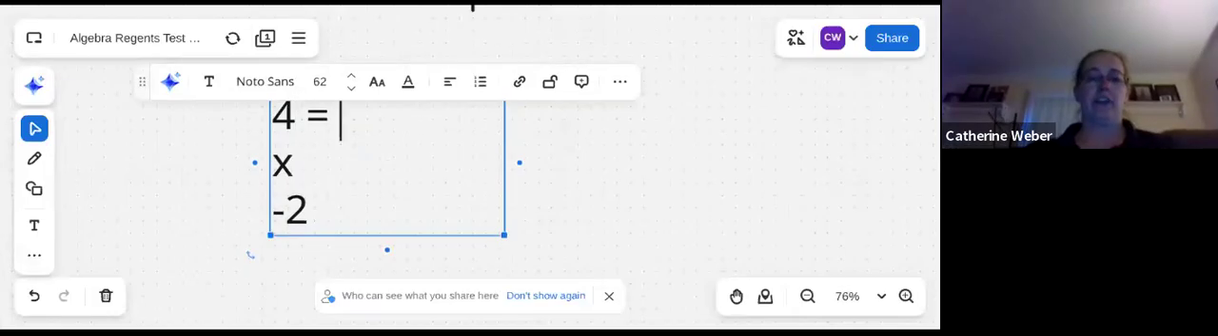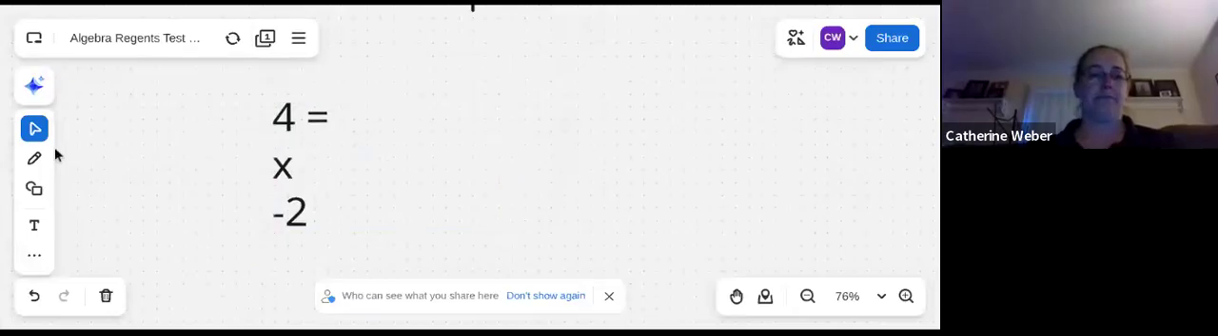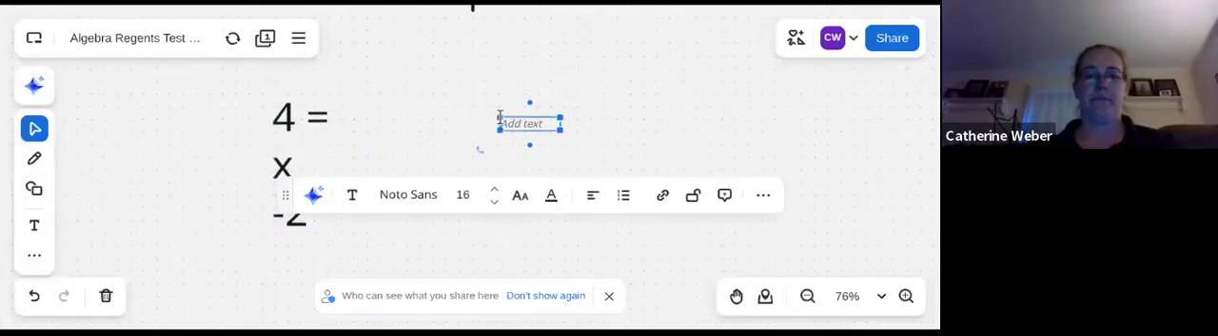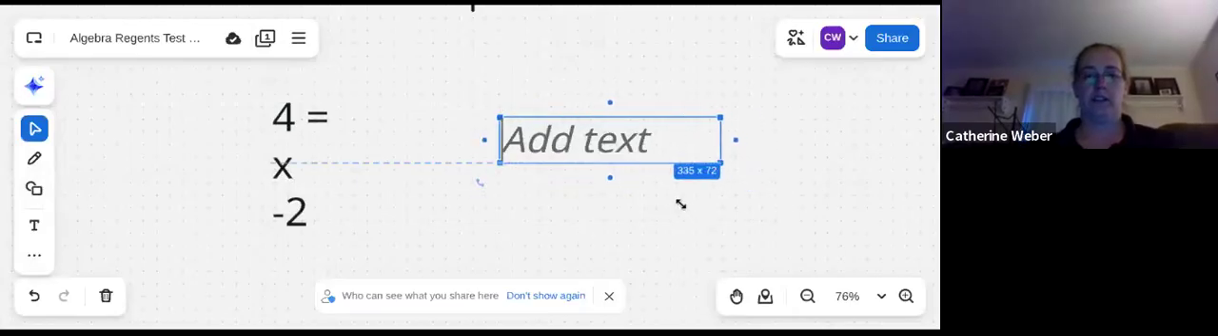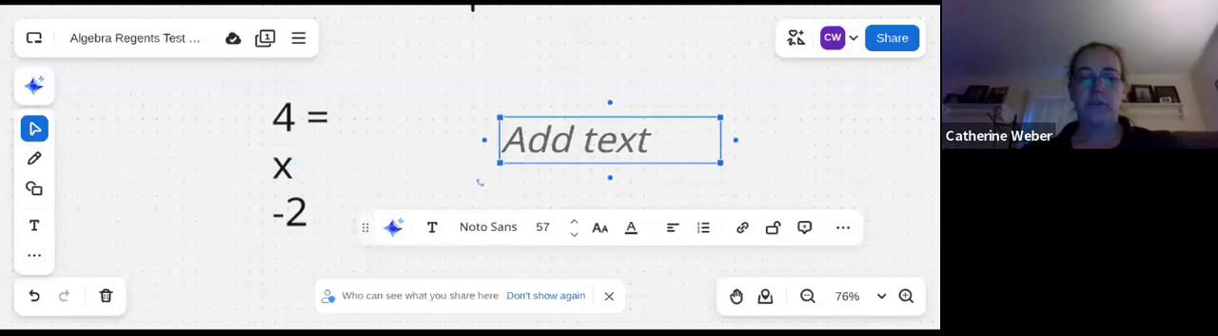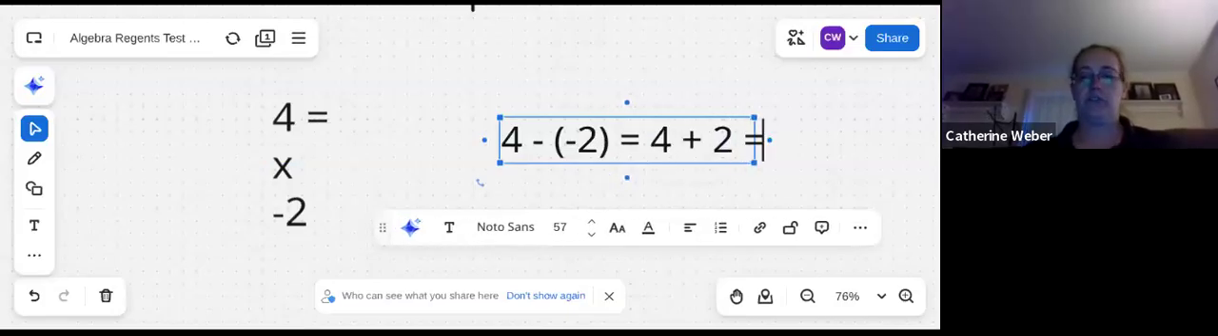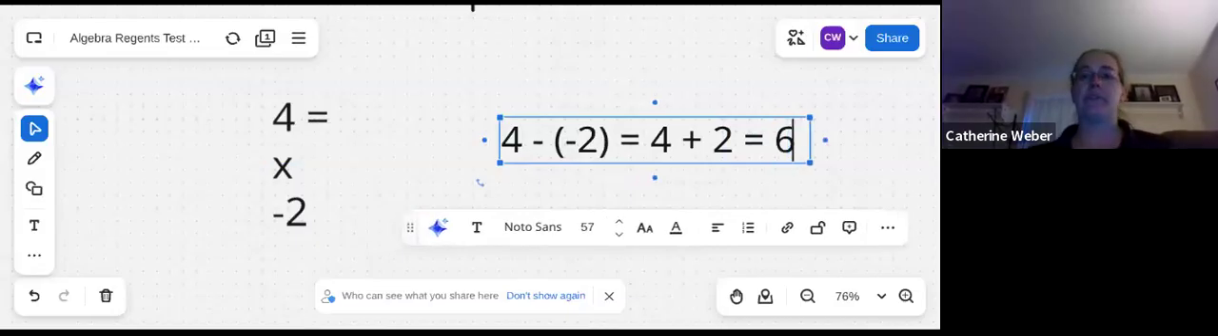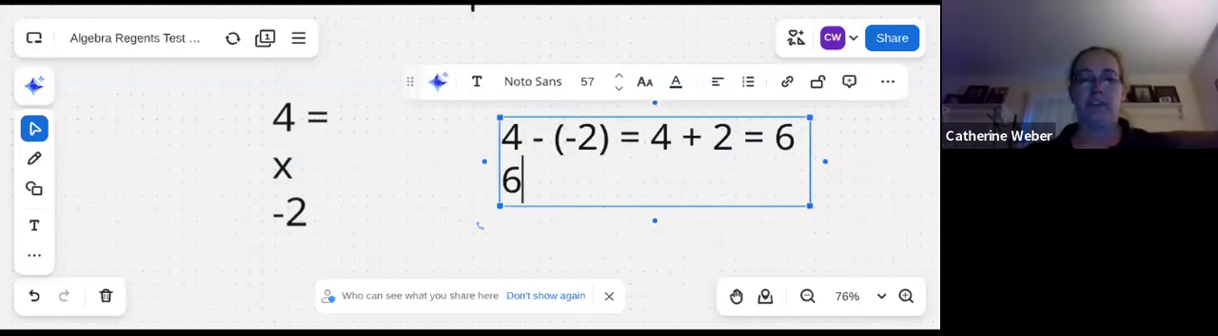So what I did is I said, okay, 4 minus -2, which is the same thing as saying 4 plus 2 equals 6. I'm talking about absolute value. I'm looking for the value in between the two of them. So take the 6 and divide by 2, I get a 3.